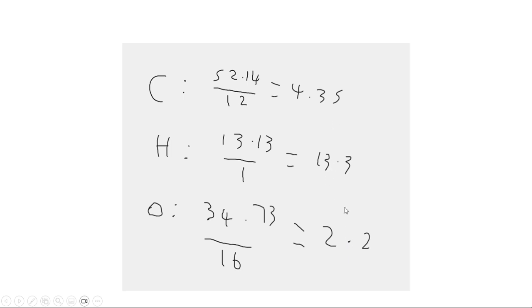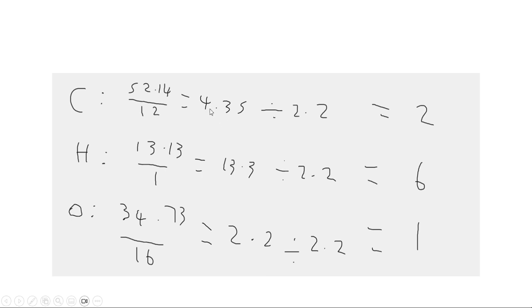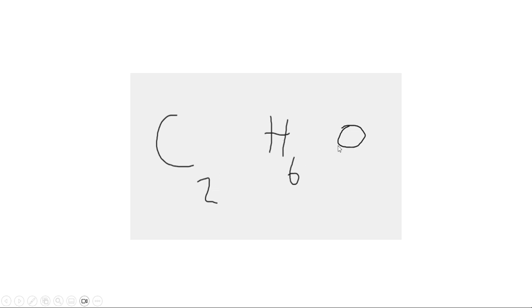So these are the real moles. I want to find the smallest ratio, so I need to divide each one by 2.2. Does that make sense? So divide 4.35 by 2.2, I get 2. Divide 13.3 by 2.2, I get 6. Divide 2.2 by 2.2, I get 1. So now the empirical formula, therefore, would be C2H6O.